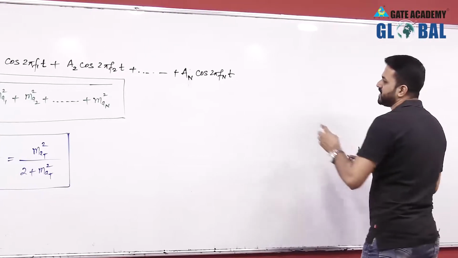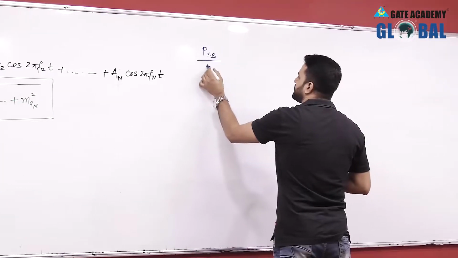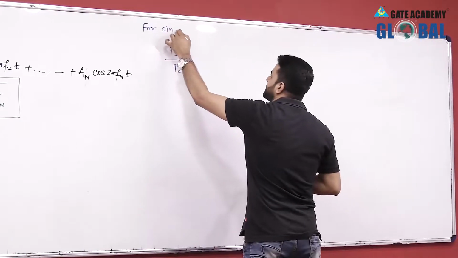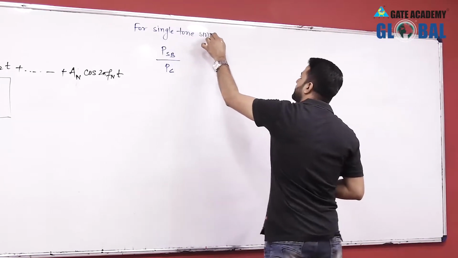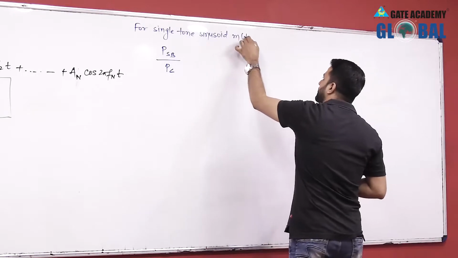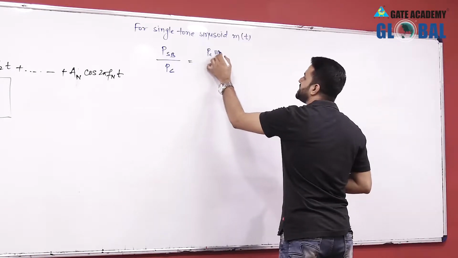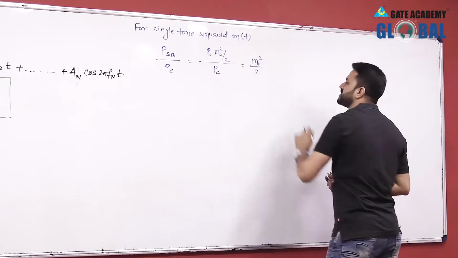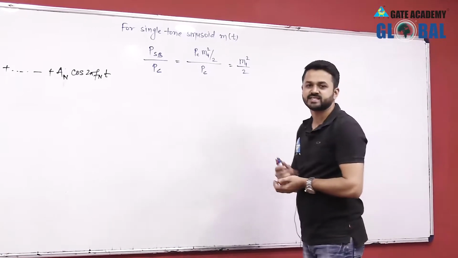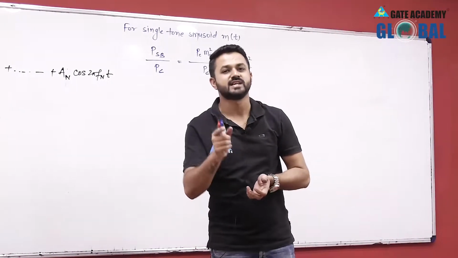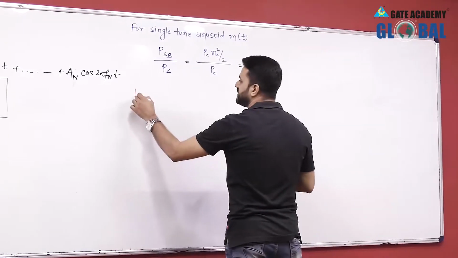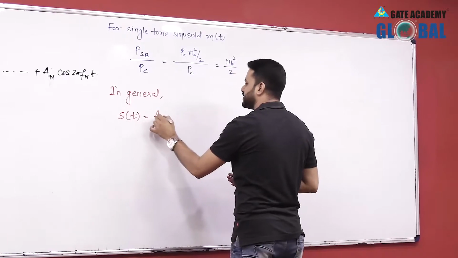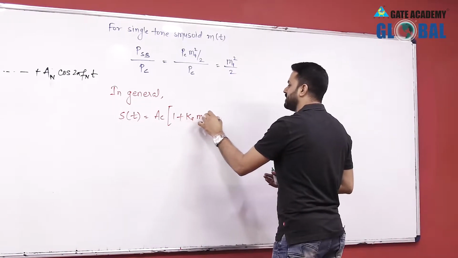We have considered the message signal as sinusoidal signal. One more thing that you can calculate is the ratio of sideband power and carrier power for single tone. For single tone sinusoid signal, the total sideband power was Pc Ma square by 2 and the carrier power is Pc, so we get Ma square by 2. So the ratio of sideband power to carrier power is Ma square by 2 if we consider message signal as single tone sinusoidal message signal. In general, we have the expression of AM s of t is equal to Ac times 1 plus Km(t) cos omega c t.